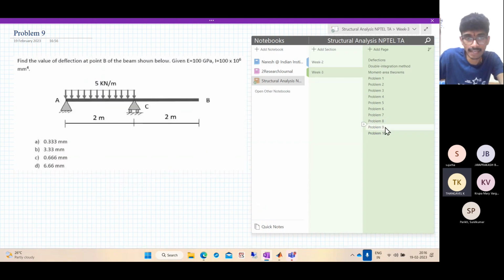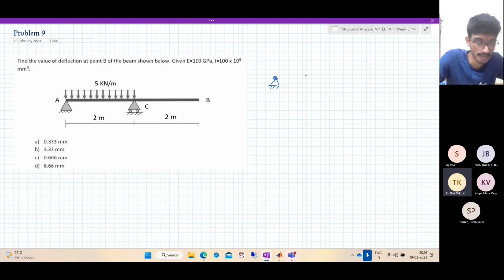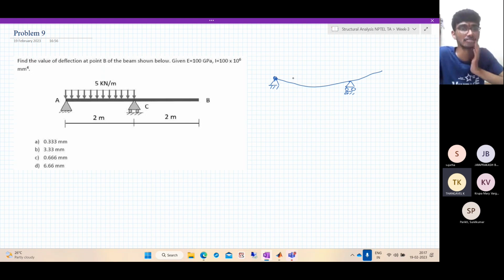Now let's go to the second last problem. What is the value of the deflection at point B of the given beam? Let's do it. The deflected shape is something like this. The load is acting only here. We are asked to find the deflection of the point B, which is this much.